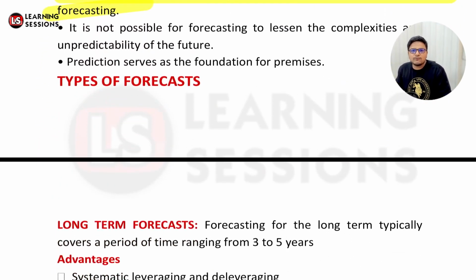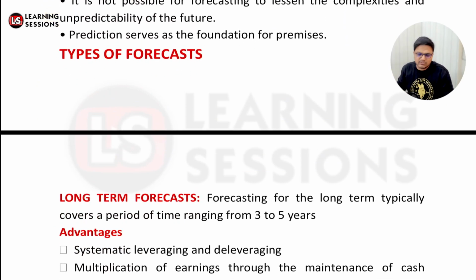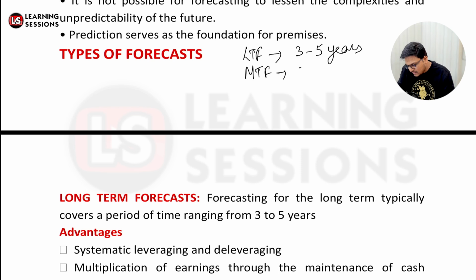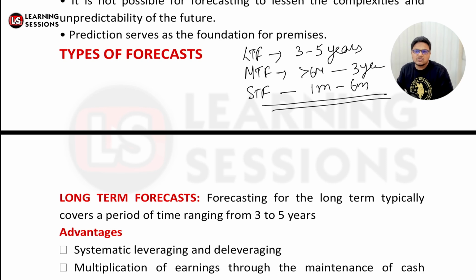Further, it's related to types of forecast. It could be the long-term forecast, which can be for 3 to 5 years. If we look at the medium-term forecast, it can be greater than 6 months and up to 3 years. And if we look at the short-term forecast, it can range from 1 month to 6 months, but less than 1 year, right? So that's the range related to the long-term, short-term, and medium-term forecast, right?